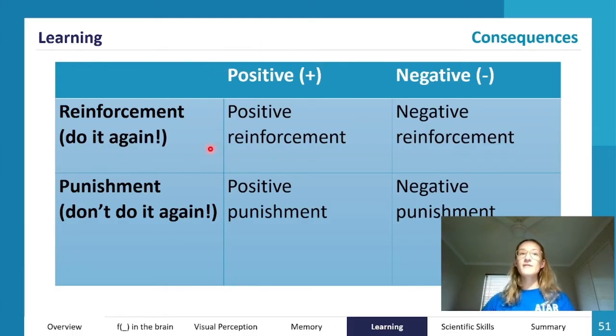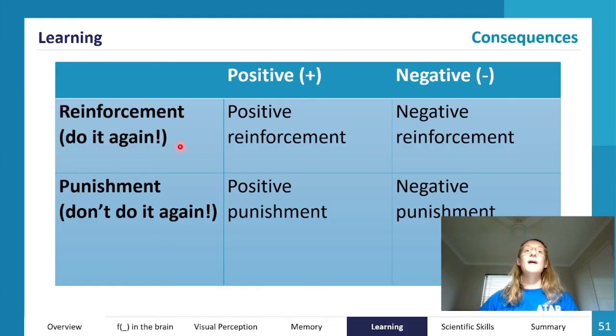Looking across to our positive and our negative. Positive, in the case of both reinforcement and punishment, means that a stimulus or a consequence is added. And negative means a stimulus is taken away. So think plus, something is added, and negative, something is taken away, to shape the behavior in the desired way.